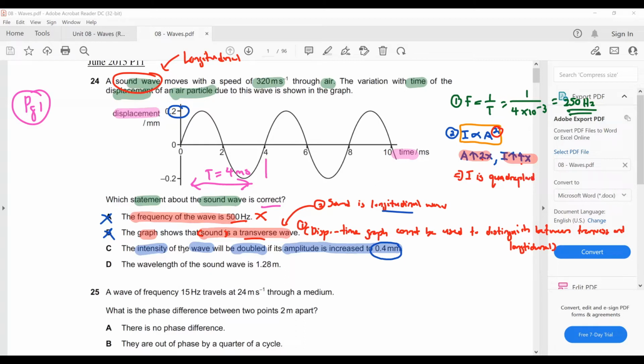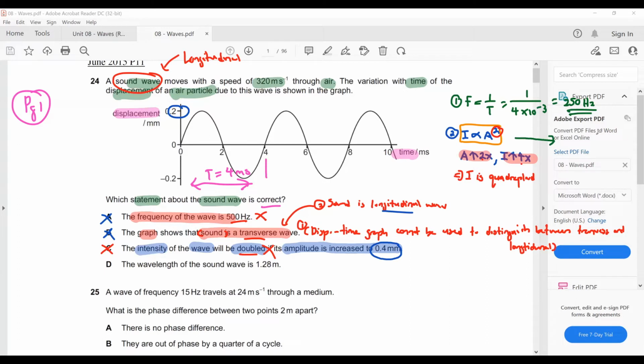Okay, it increases by 4 times. They say it's double. This is wrong too. Okay, so C is wrong. It should increase by 4 times. All right. Now, another thing you can also do here is to do something like this.